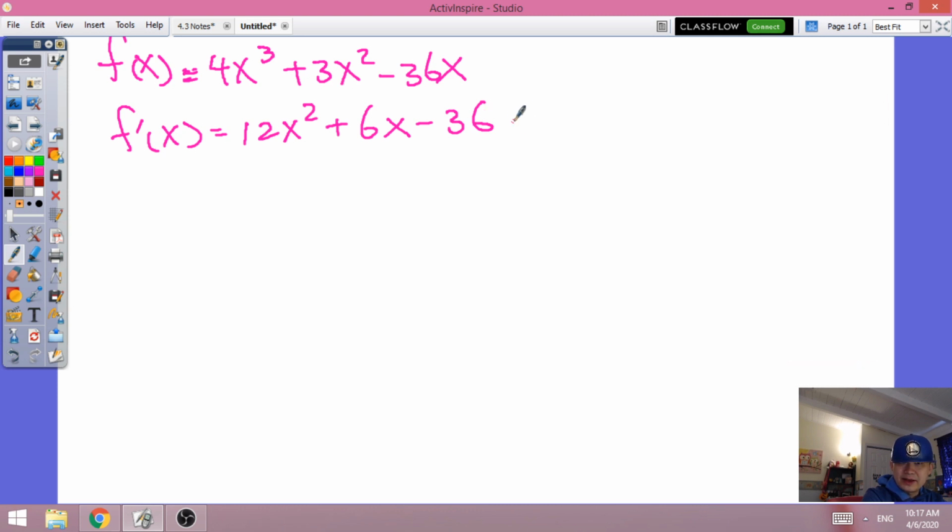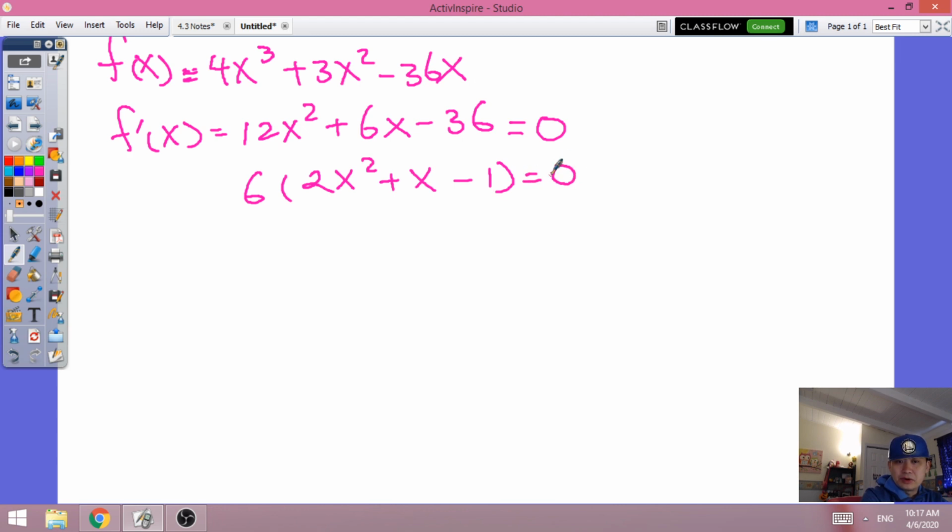Now, in order to find the critical numbers, we set it equal to 0. Before we solve, let's take out the greatest common factor. That's always the first thing you want to factor out. With 12, 6, and 36, obviously 6 is what they share in common. So we're left with 2x squared plus x minus 1.